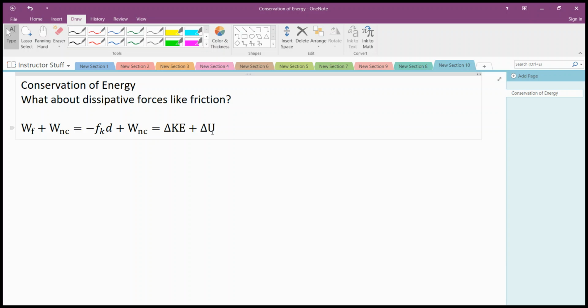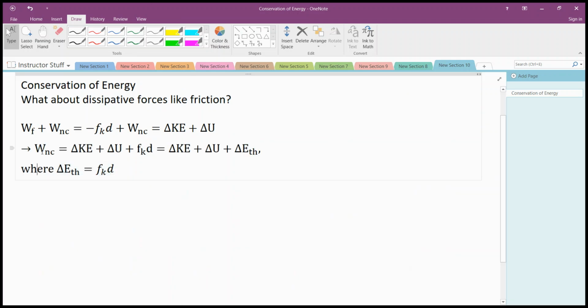All right, now what we can do is take this term and add it to the other side of our equation. When we do that, we get this, where we now have the work done by non-conservative forces on one side of the equation, and we have that work done by friction added to the other side of the equation. This term right here, let's call it delta E_th, where delta E_th is equal to that exactly: that force of friction times the distance that the object slides. What is this delta E_th? This is thermal energy, an energy term.